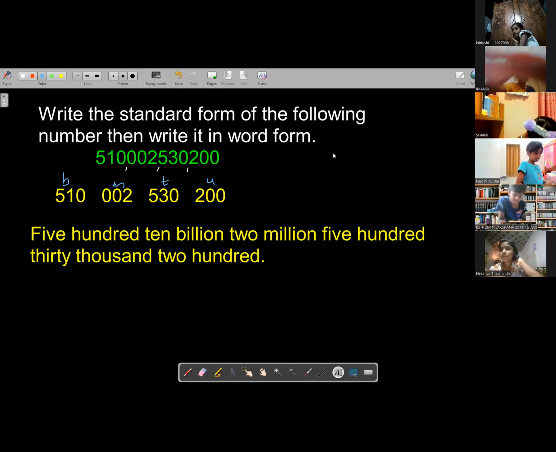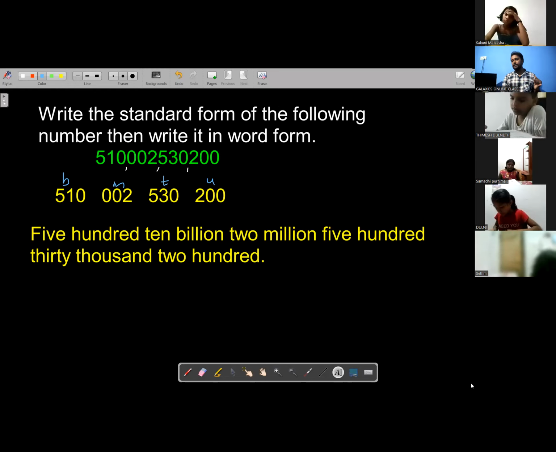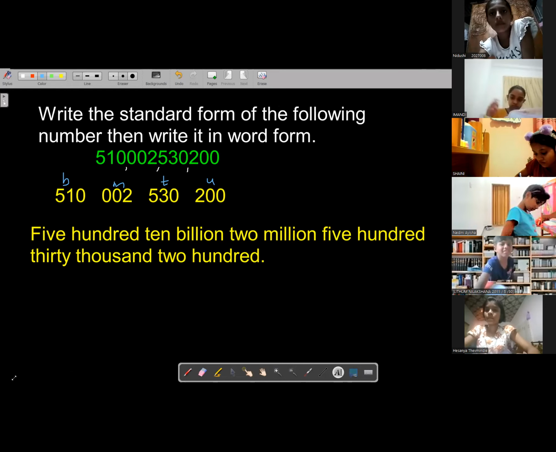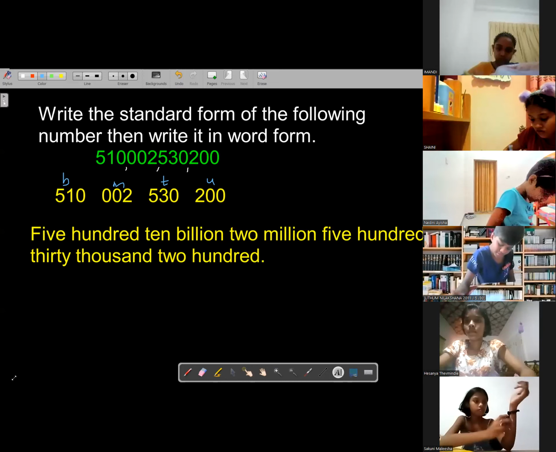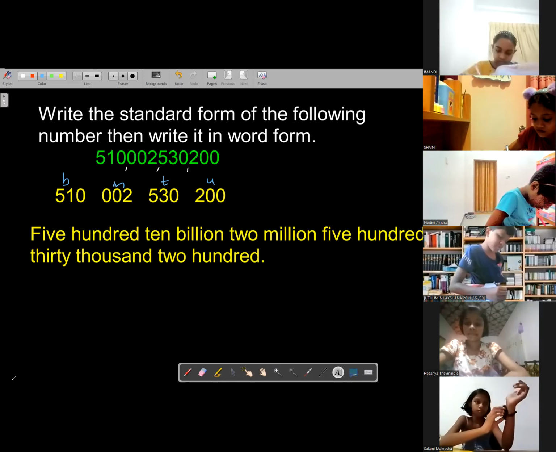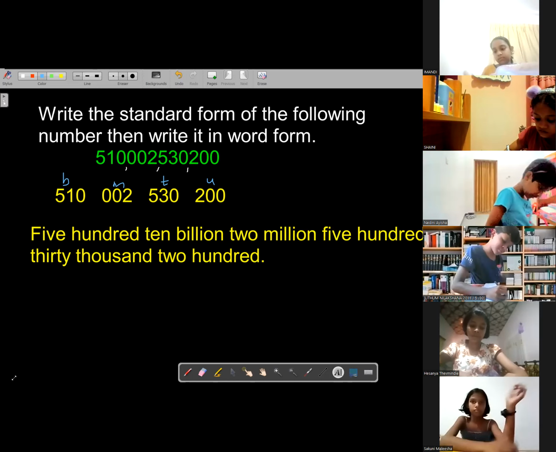Right, okay. Now, are you clear about this writing method, about the period names and standard form and writing the number in word form? Right, make it clear. Right, clear. Look, is it clear or not? Right.